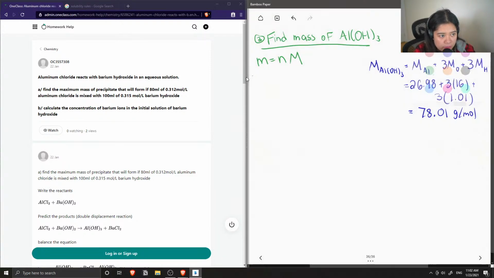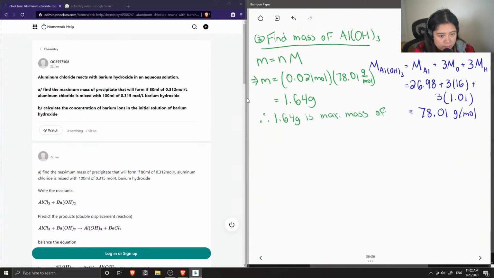So now we can plug that into our equation to solve for mass. So our mass is equal to the number of moles that was formed when barium runs out. From the previous step, it was 0.021. And then we just multiply by the molar mass, which is 78.01. And you get a final mass of 1.64 grams. So therefore, 1.64 grams is the maximum mass of precipitate, which is aluminum hydroxide.